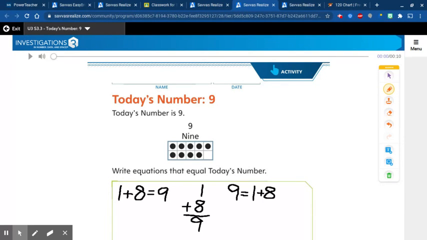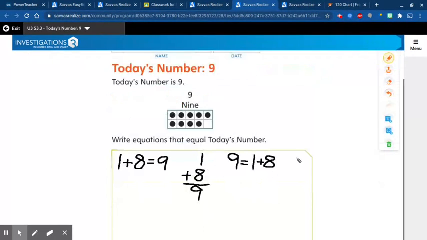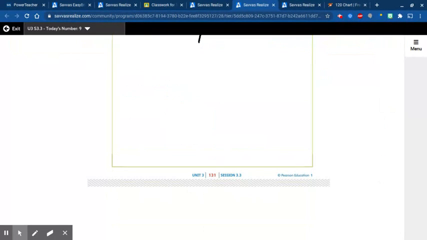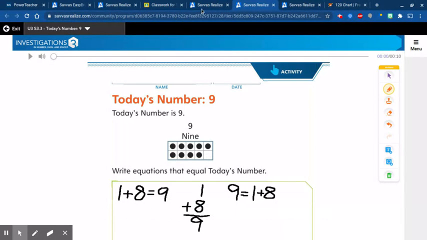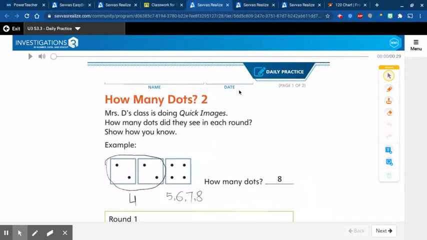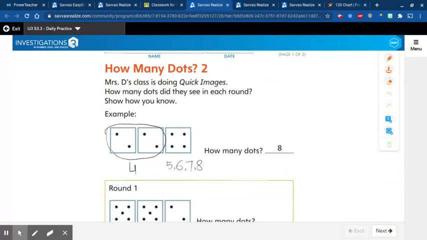Okay, so that is one possibility. I want you to try to find more than one. Try to find 4 or 5 combinations. There's so many different ones. See what you can come up with. And again, that is on page 131. Okay, now once you do that, you're going to turn to the next page and work on this page.